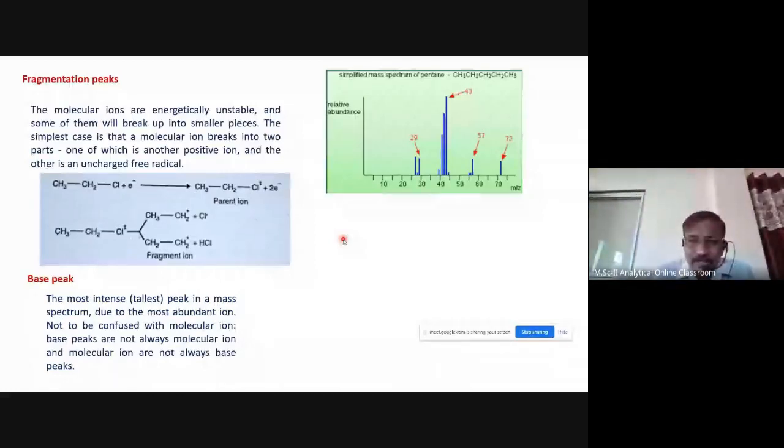Molecular ions are not always the base ion, because the base ion peak is nothing but the most intense or abundant peak observed in a spectrum. It is called the base peak. Did you understand the basic difference between the base peak and molecular ion peak? The molecular ion peak is at 72, but the base peak is at 43. The relative abundance is very high with respect to the other peaks.